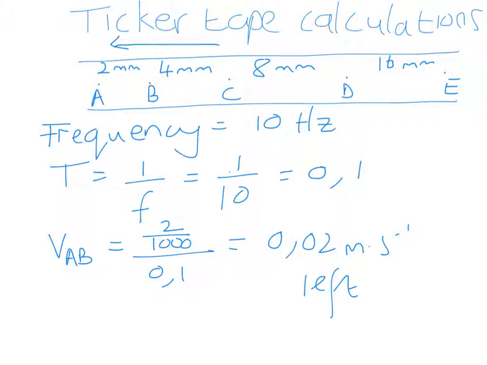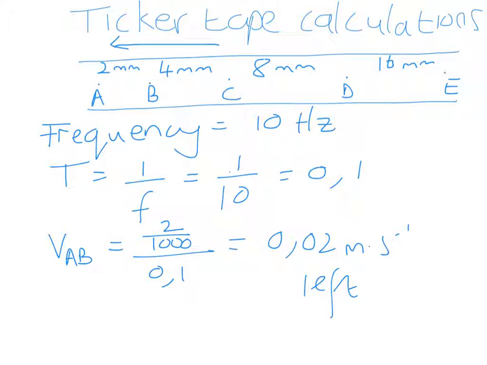Okay, ticker tapes are useful for describing the motion of an object. If the dots are equally spaced, then we know that the displacement is changing by the same amount for that time interval, so the object's moving at constant velocity. If the dots increase the distances for every time interval, then the object is accelerating.